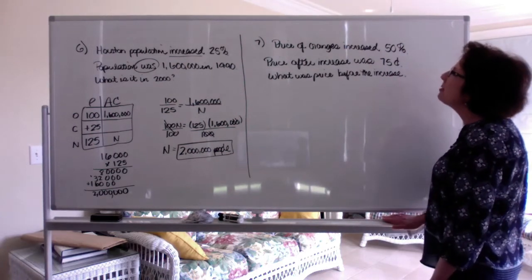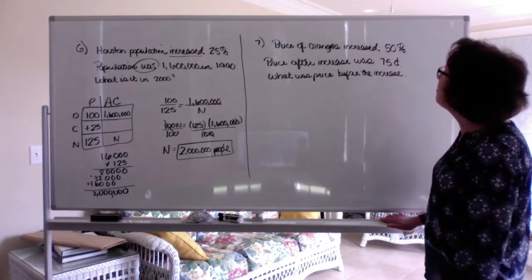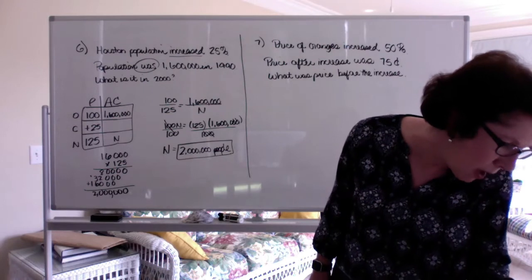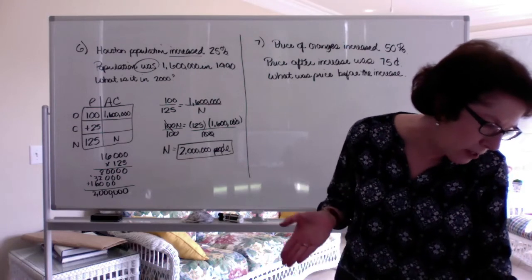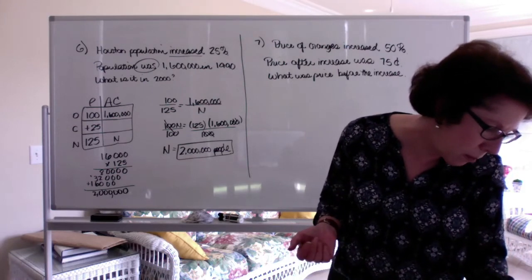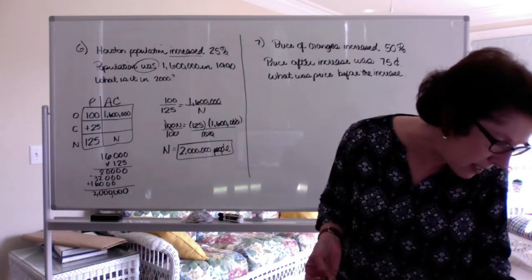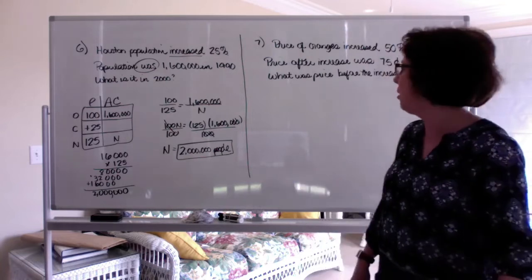Number 7, the price of oranges increased 50%. I think what happened here is they had a cold snap, and so they had to increase the price of oranges by 50% in 1 month. If the price after the increase was 75 cents each, what was the price before the increase?